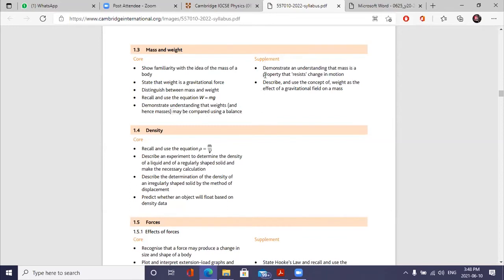Demonstrate and understand that the mass is a property of a body that resists change in motion. Describe and use the concept of weight. Both of them are related to this. And while I'm explaining this, I will be explaining also the supplements. Supplements are something within these topics. Got it?